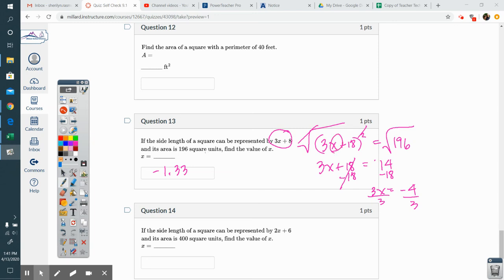Now don't get this confused. The side is still greater than 0. It's just the x that might be negative, but the side won't be, because x times 3 plus the constant gives me the side of 14 in my square. So the side will be 14 still when you calculate that out.